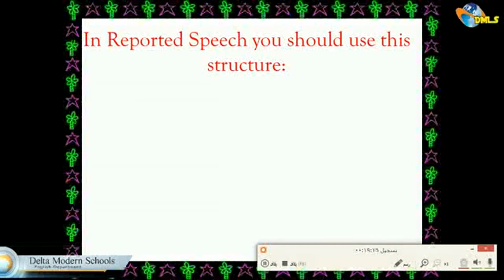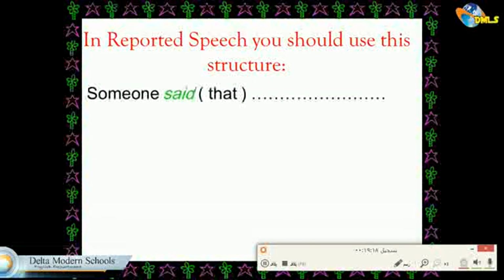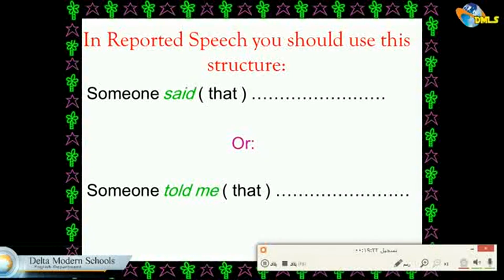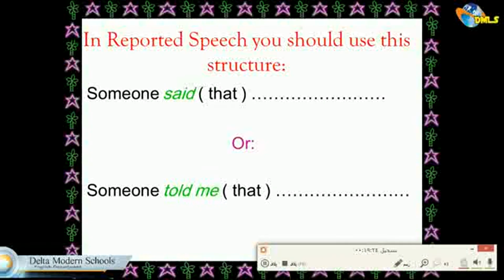Of course, in reported speech you should use this structure, like someone said that and someone told me that. Okay.